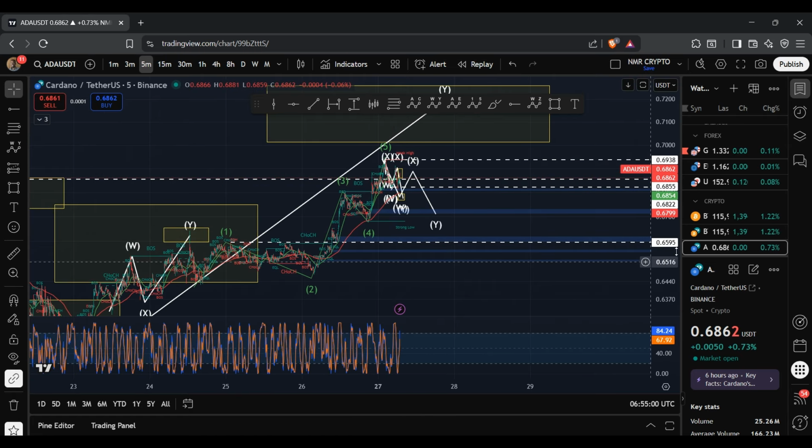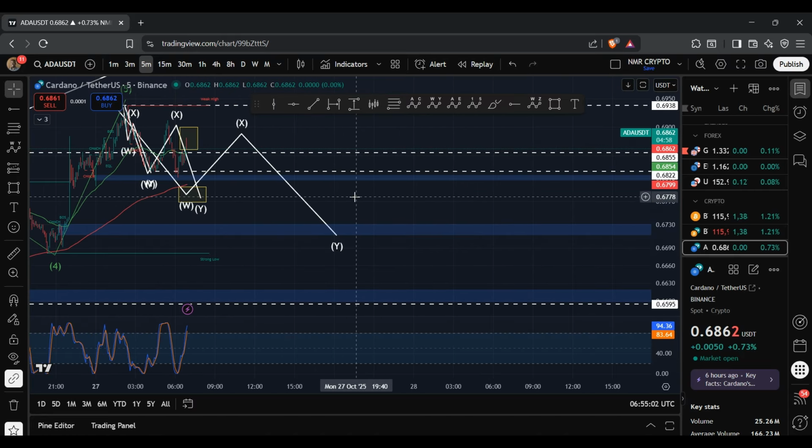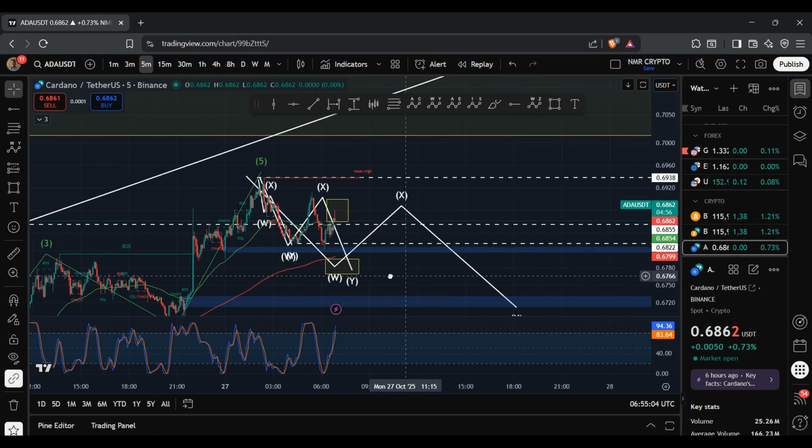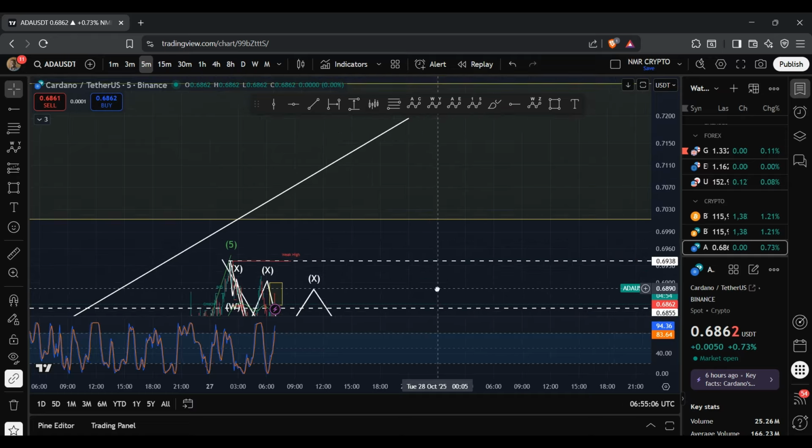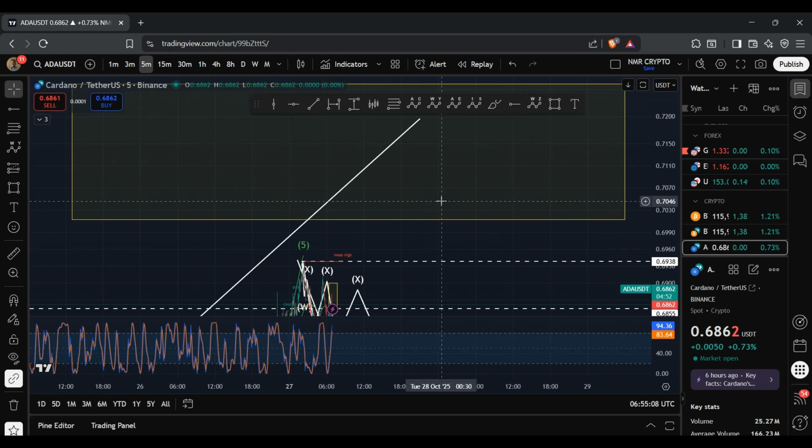And so as of right now, I'm looking at for ADA to tap into this range here short term, and then we see that reversal to the upside where we could tap into this range that I set out previously. But of course, that's something I'm going to be tracking in the days and weeks to come, and I'll keep you guys updated. So that's just my update on Cardano ADA.